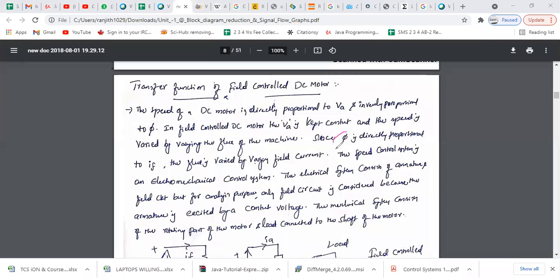So here the flux depends upon the field current. Flux is directly proportional to field current, right? So that means the flux is varied by the field current.